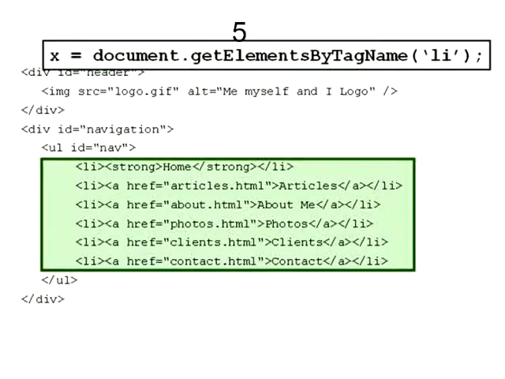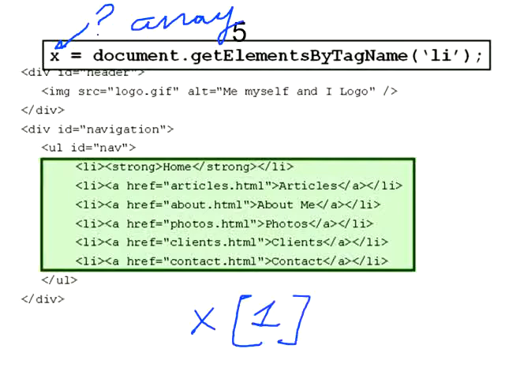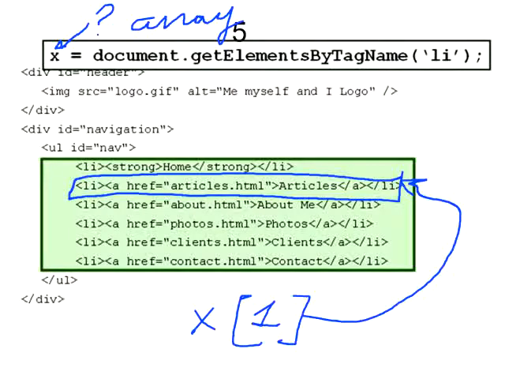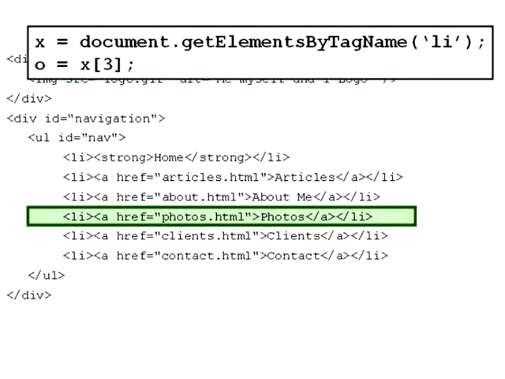So X, in this case what is X? X represents, yes, good, an array. X is an array. So if we write X1, X1 is this one, not Home. X1 is the second. Home is X0.